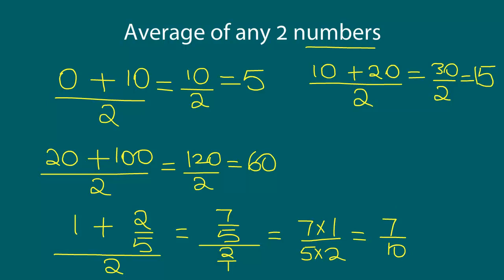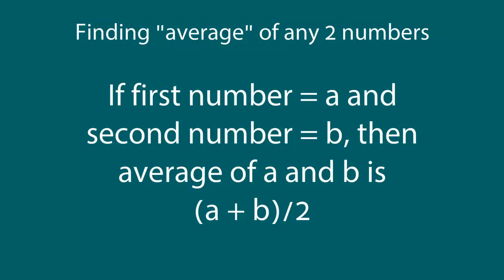Now that we know how to find the average of two numbers, let's take a look at how we can write it officially. If the first number is A and the second number is B, then the average of the two numbers A and B is given by A plus B divided by the number 2.